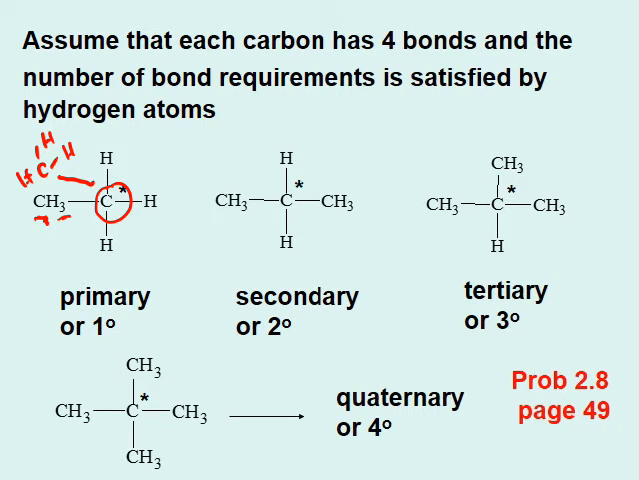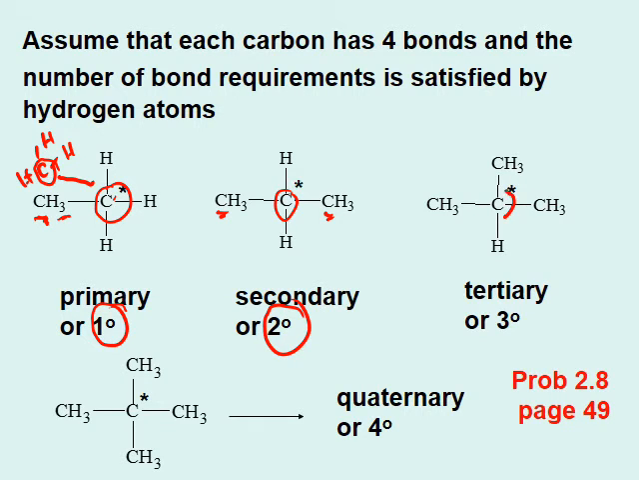So in other words, this carbon is bonded to only one other carbon, which is this, and that's called primary or 1-degree carbon. Now come to the next compound. This carbon is bonded to two other carbons, one on the right side, the other on the left side, and this is called 2-degree. So if it's bonded to one other carbon, it's 1-degree; two other carbons, it's called 2-degree or secondary.